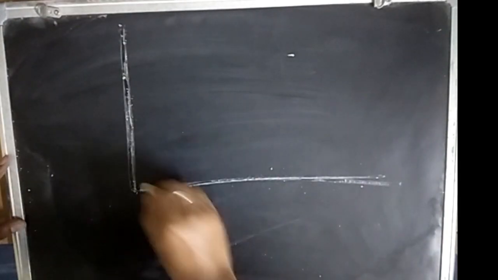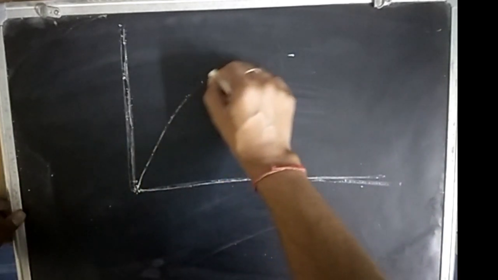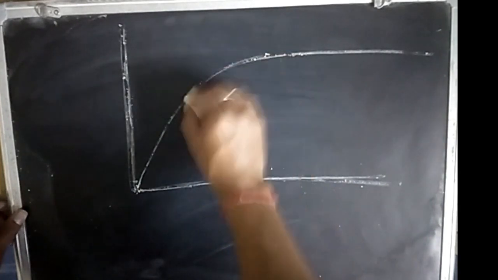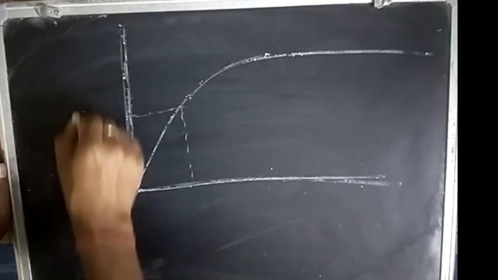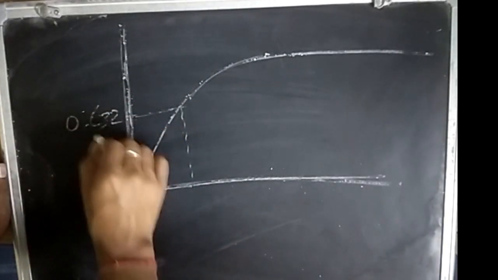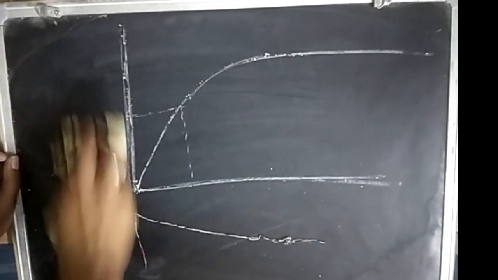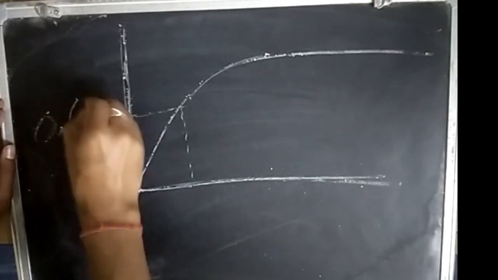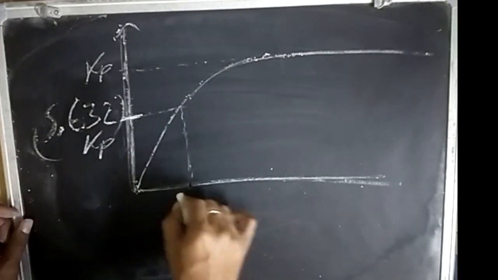Next, let's take the step function, which is one of the important functions. My step response mostly comes like this, it goes and flattens like this. Here we need to see that around 63.2% of the maximum value, 0.632 into Kp, is reached at the time constant tau p.